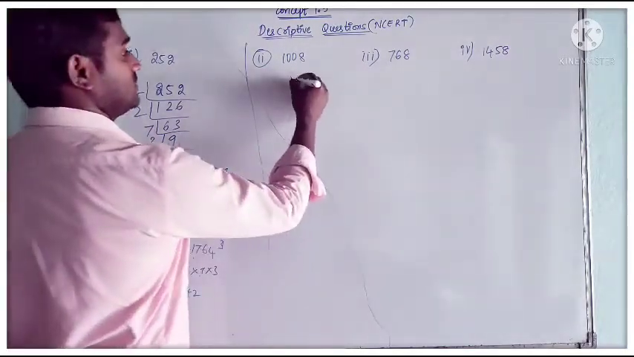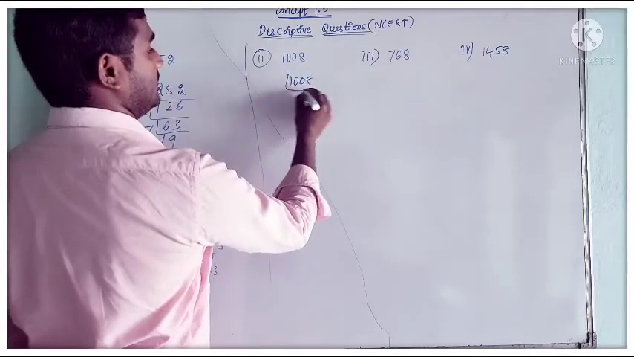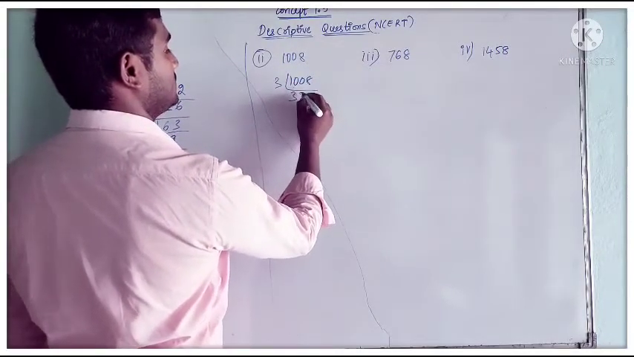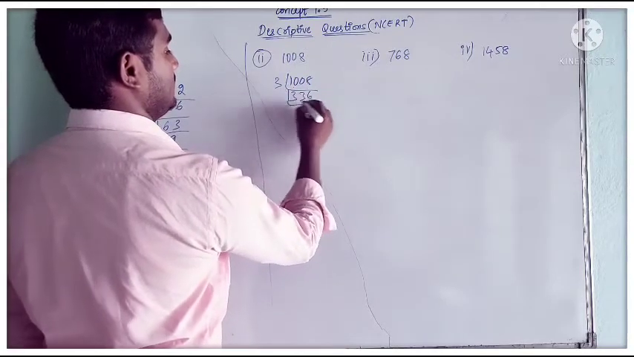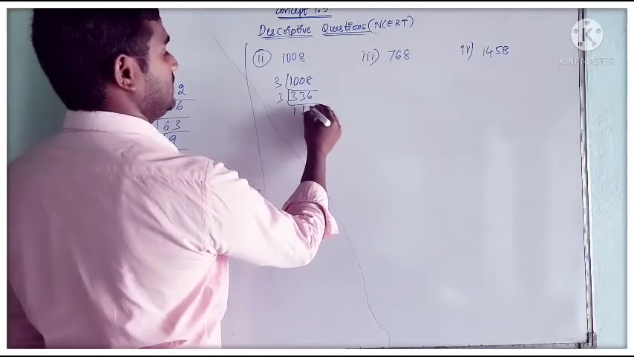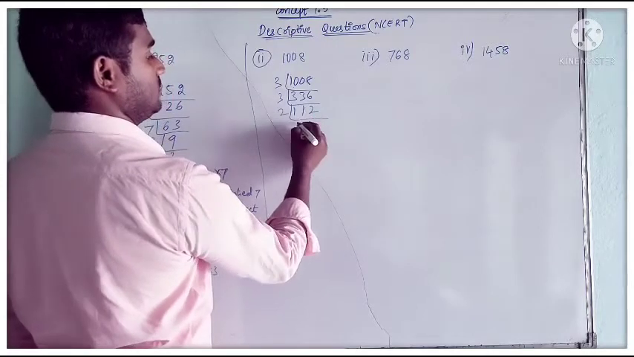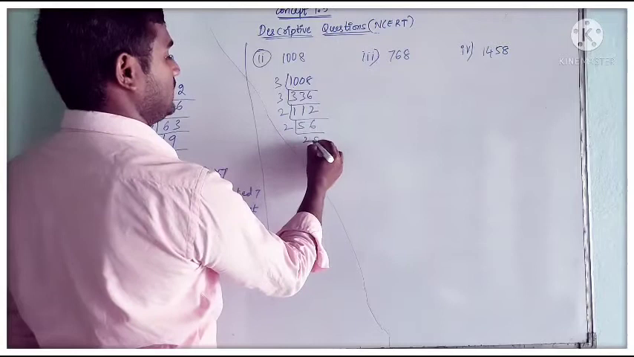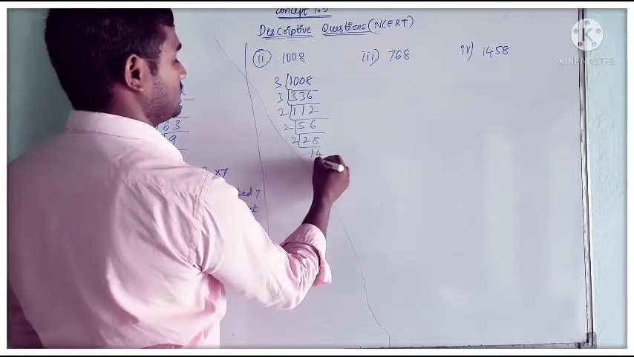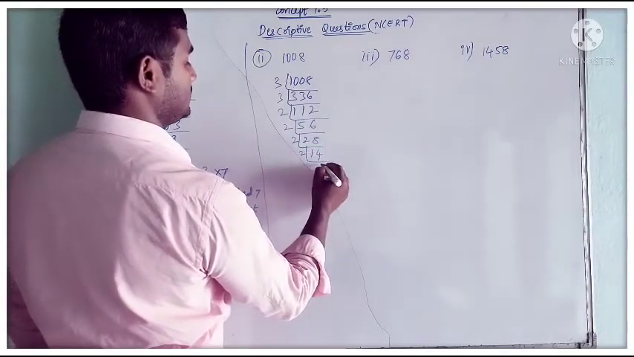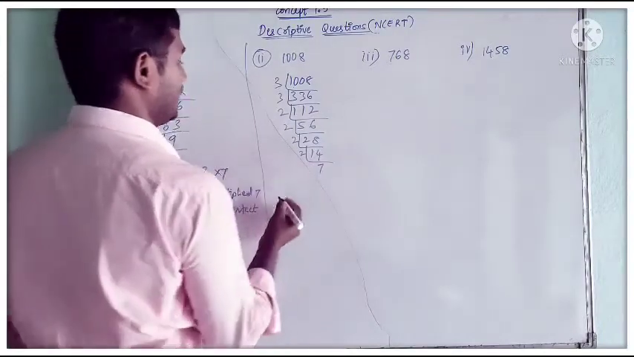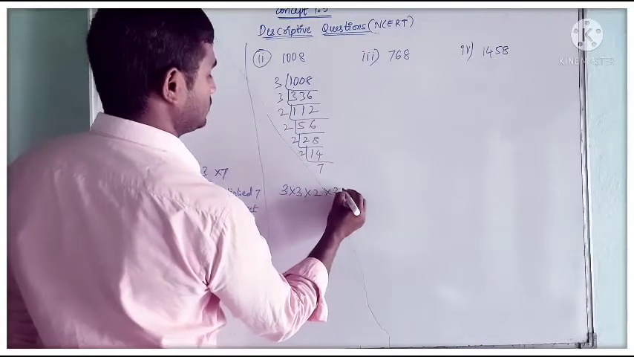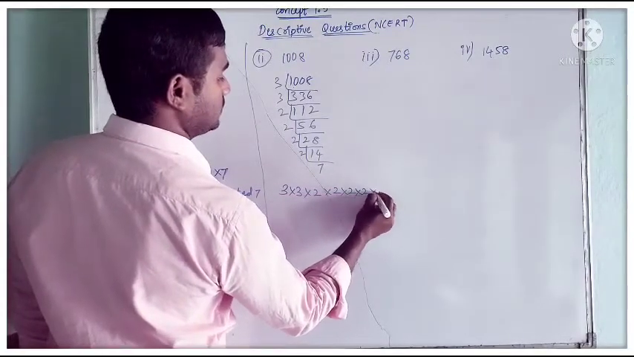For 1008, we can take the 3 table. 3 threes are 9, 1 0. 3 threes are 9, 1 8, 3 sixes are. Next 3 table, 3 ones, 3 twos. Next 2 table, 2 fives, 2 sixes. Next 2 table, 2 twenty-eights, 2 fourteens, 2 sevens. Okay, so write those numbers: 3 into 3 into 2 into 2 into 2 into 2 into 7.